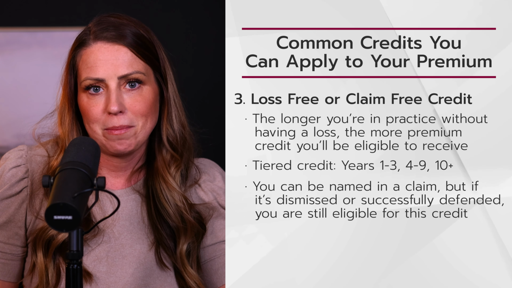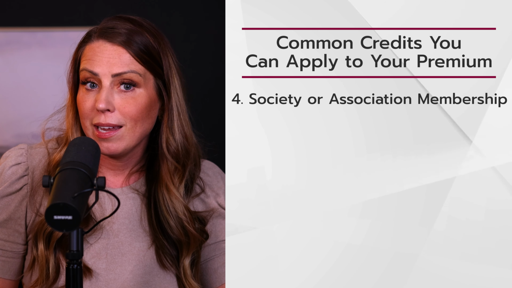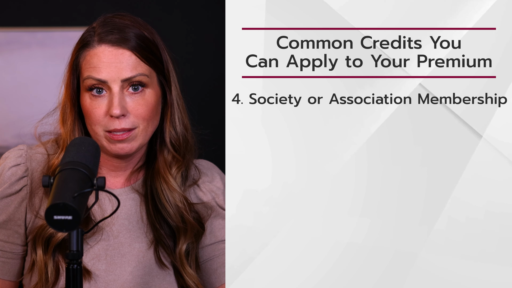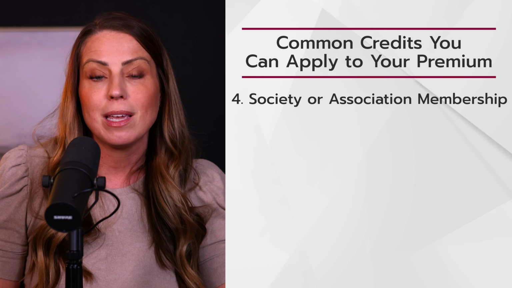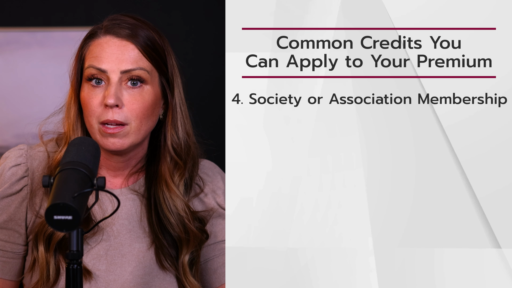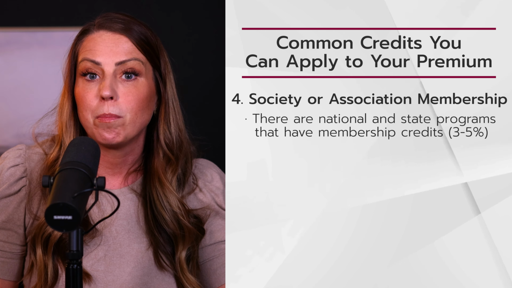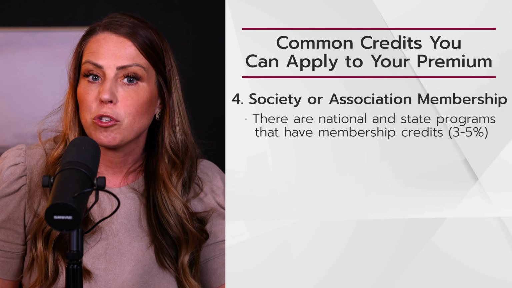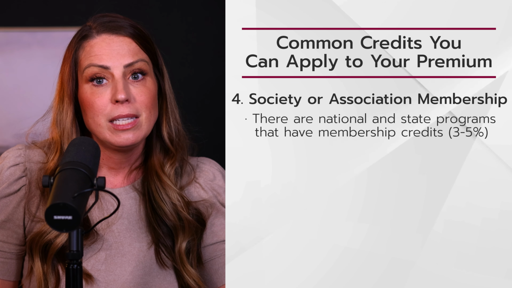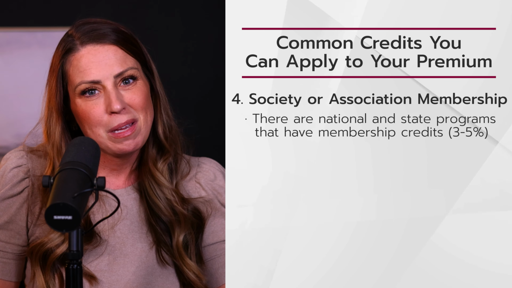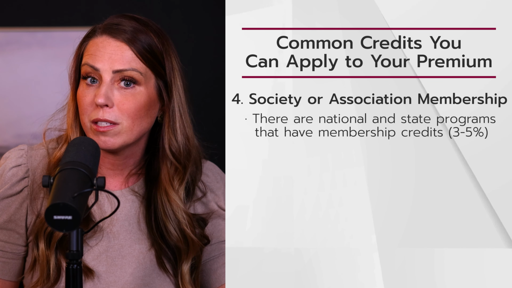The fourth thing that you might be eligible for is a society or association membership credit. Are you a member of a medical society or an association that they might have a program for? Well, there are a number of national and state programs that have worked out membership credits, and you want to make sure that you're taking advantage of them wherever they are available. These discounts are usually smaller, maybe 3 to 5%, but every little bit helps to reduce your costs on your malpractice premiums.